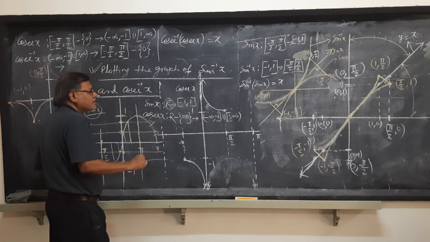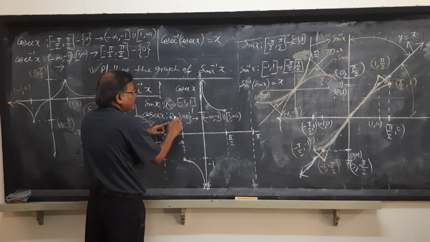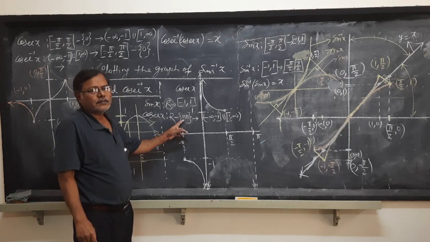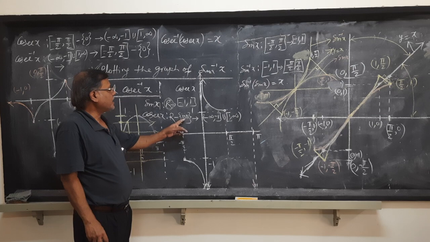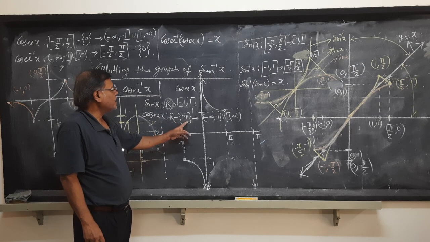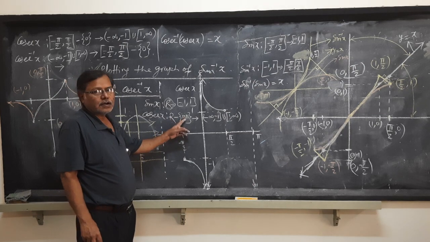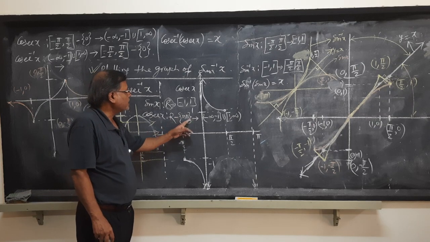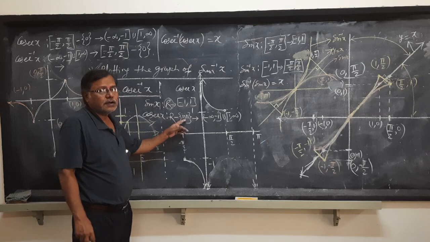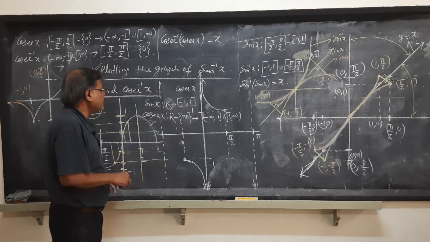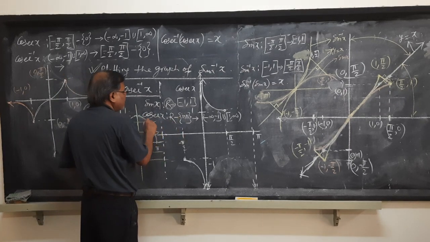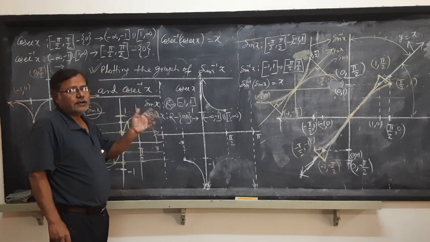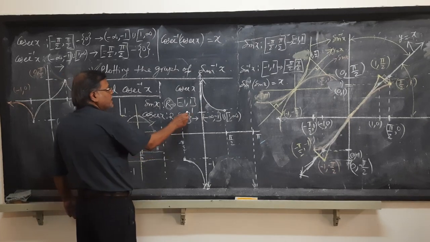Similarly, cosec x maps R minus n pi. That means n is nothing but an integer. If you consider n equal to 0, then R minus 0; n equal to 1, then R minus pi. For all these values, the cosec x will not be defined. So that is why we can say that this cosec x is a many one into function for this particular domain.